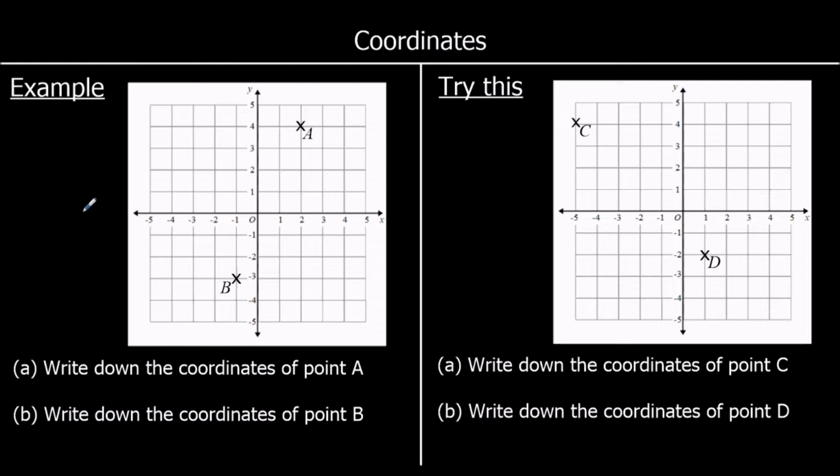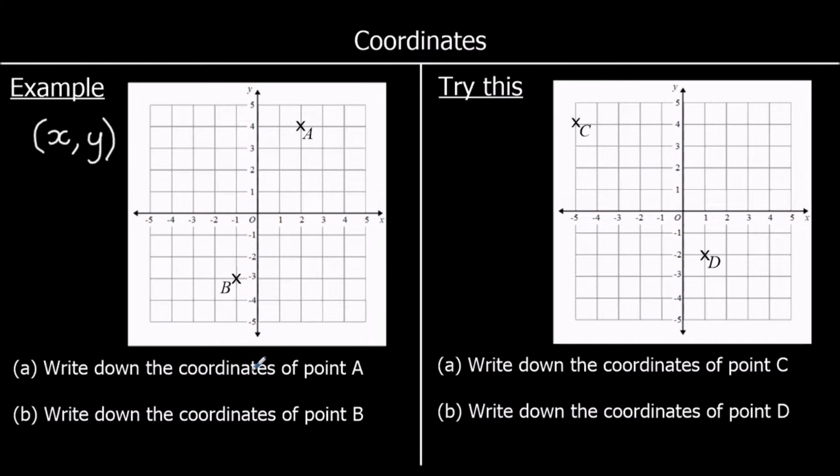And to write coordinates, we're going to have a bracket. Then we're going to write the x coordinate, so how many it's along, then a comma, and then we're going to write the y coordinate. We always write coordinates this way. We have the x coordinate first, and then the y coordinate. It is alphabetical. X comes before y in the alphabet, and the x coordinate always comes before the y coordinate.